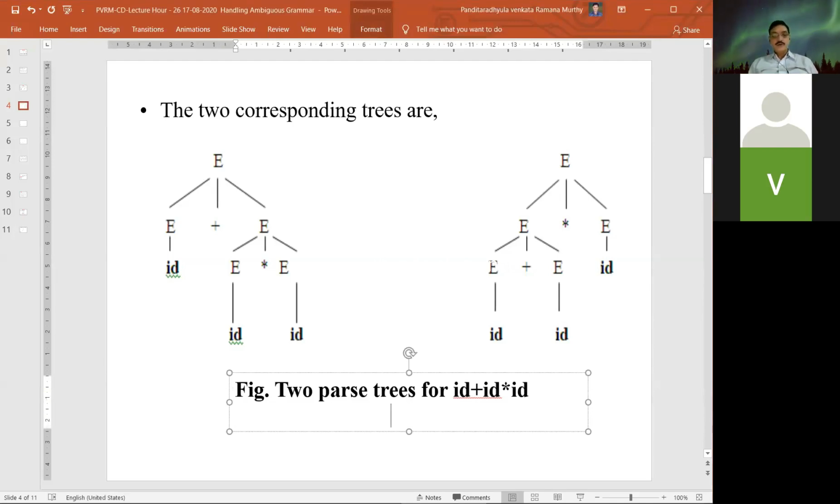In the other case, if we have id plus id plus id, what do we need to prefer? First we add this id with this id. Then the result has to be added with this id. That is the correct form, because based on the symbols we also apply associativity. All these symbols have left associativity, except exponents. Exponents have right associativity.